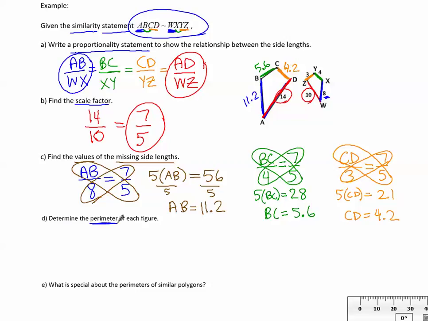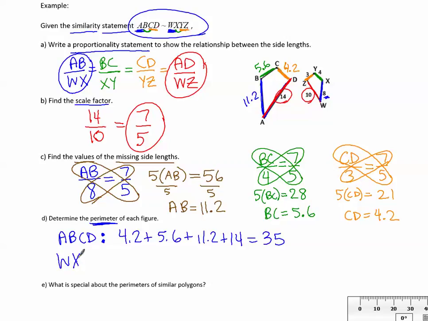Determine the perimeter of each figure. Let's start with the figure on the left, ABCD, since we always work from left to right. So I'm going to do the perimeter, which just means adding up all the side lengths. I'll start with the smallest and move to the biggest. 4.2 plus 5.6 plus 11.2 plus 14, that equals 35.